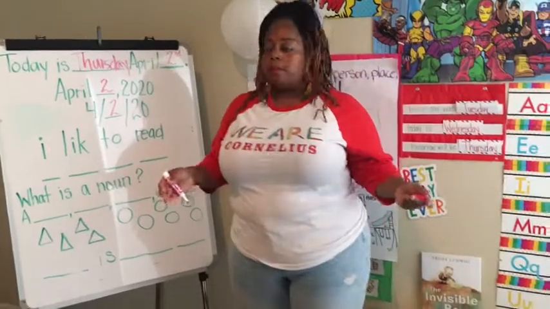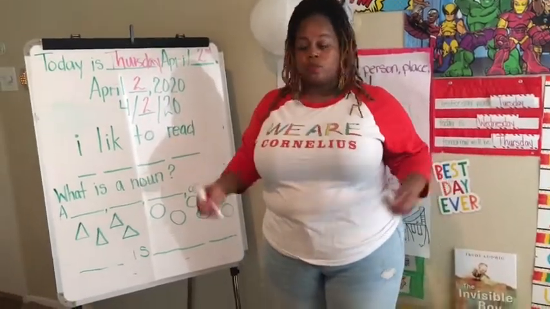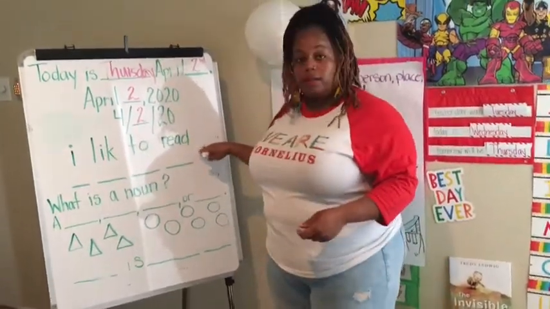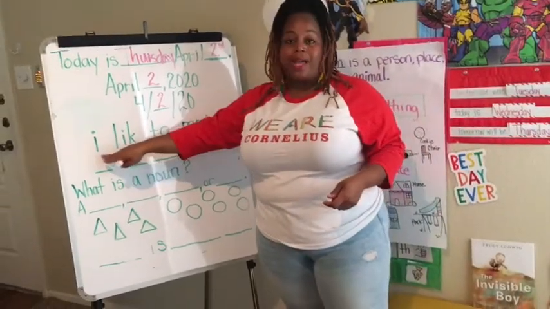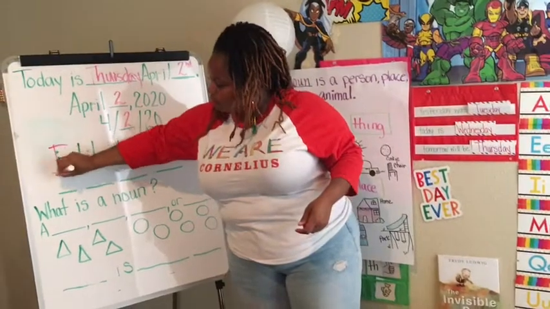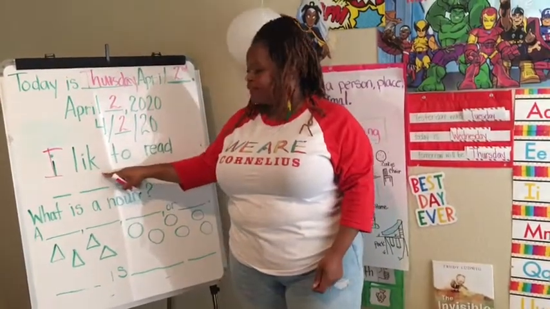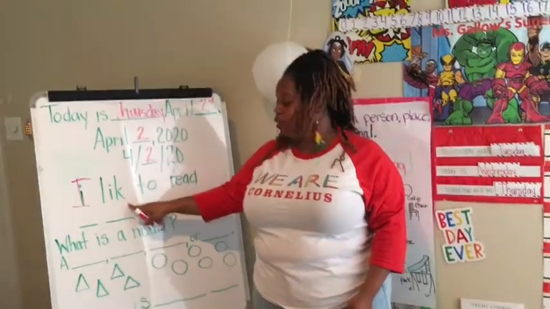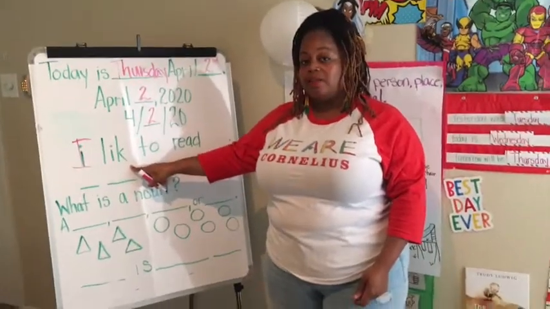Remember whenever we are writing, we always write from left to right. When we're writing sentences, we have to have a capital letter at the beginning. So I'm going to correct. And I'm looking at the word like. What letter goes at the end of the word like?